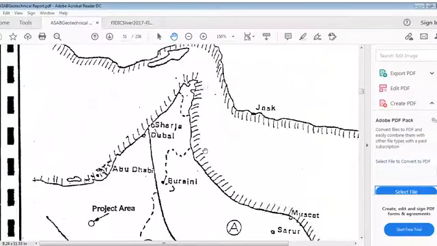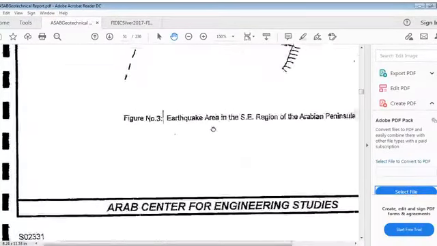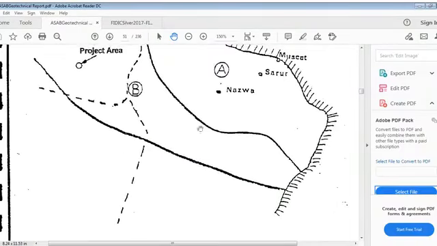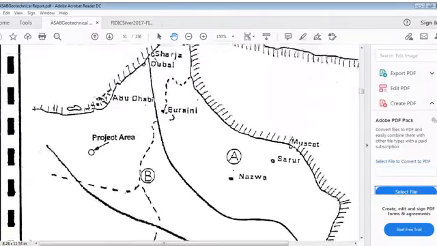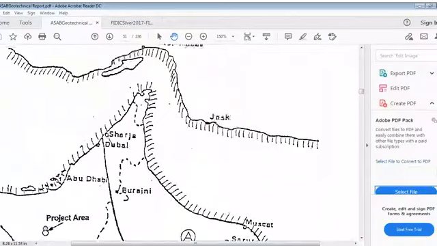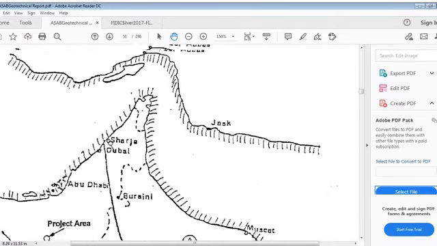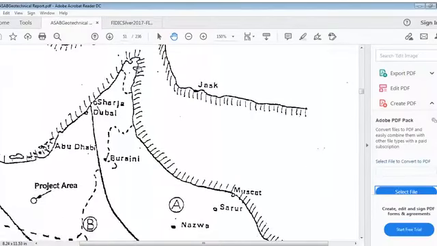Now we go to another one, Figure number 3, earthquake area in the southeast region of the Arabian Peninsula. Which area are they telling us about? Here is the project, here is Abu Dhabi, here is Sharjah, Dubai. Dubai is first, and Sharjah, and this road is the Sheikh Zayed road, just parallel to that. This is Abu Dhabi, this is Dubai, this is Sharjah, and this may be Ras Al Khaimah, I think.